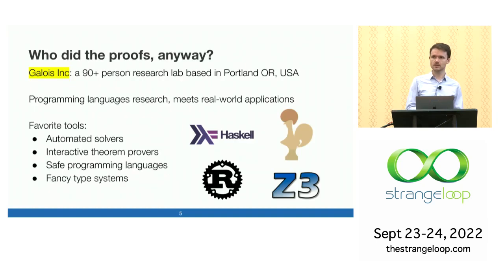Just a bit of self-promotion. You might want to ask who did the proofs anyway. I'm part of an organization called Galois. We're a 90-person industrial lab based in Portland in Oregon. You can think of Galois as a computer science research department that sailed off to make its fortune in the world of industrial research.